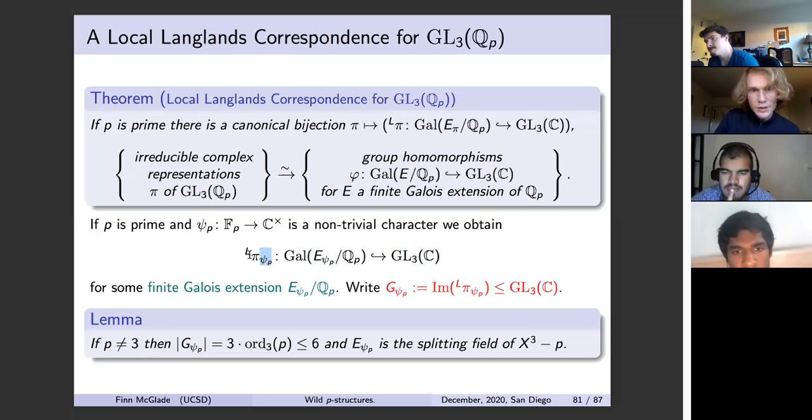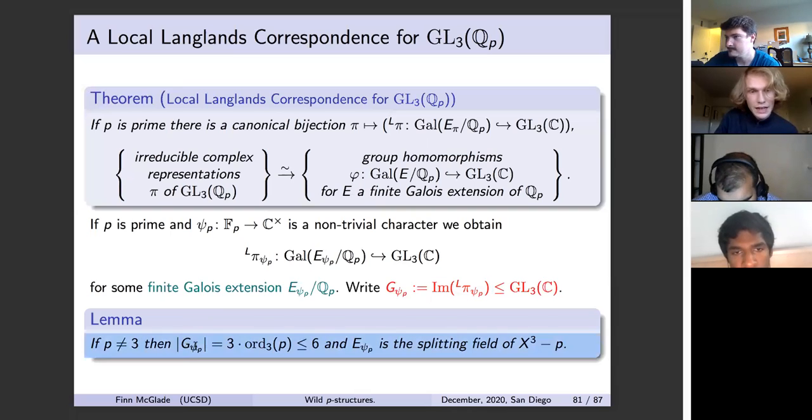So for each prime and for each character of F_p, I'm getting a subgroup of GL_3(C), because all these maps are landing inside GL_3(C). So I'm going to define a subgroup of GL_3(C), which will just be the image of this homomorphism. And you ask yourself, well, you said there's some Langlands correspondence, so you should be able to tell me what this image is. And we can give a rather explicit understanding of it. In the case when p is not equal to 3, the image turns out to have order 3 times the order of p mod 3. That's always less than 6. And you can actually say what the field is. It's just the splitting field of x cubed minus p.